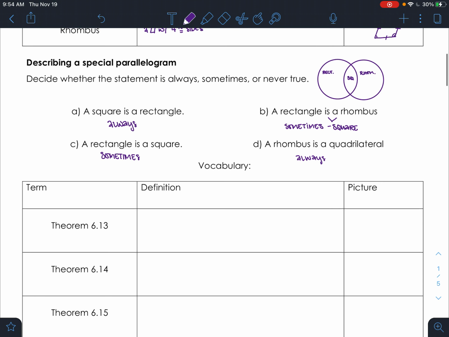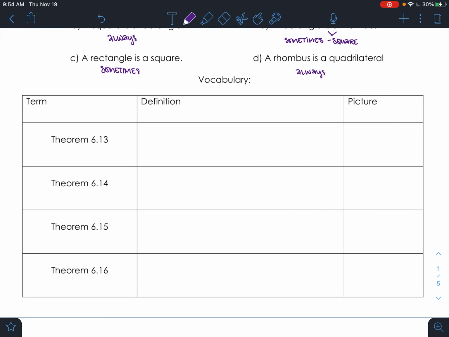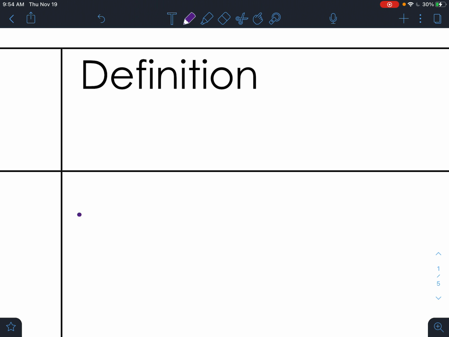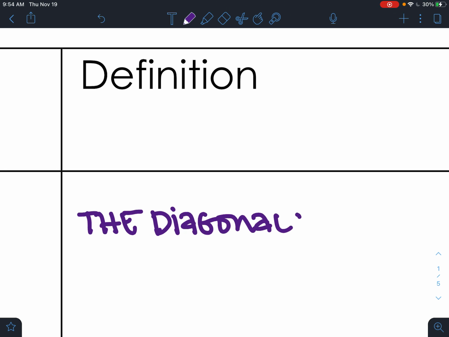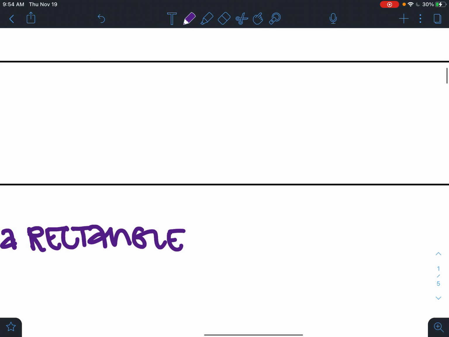Okay, so we now have 4 more properties, okay? And this is all about the diagonals of these figures. So if we look at theorem 6.13, it says that the diagonals of a rectangle are congruent.